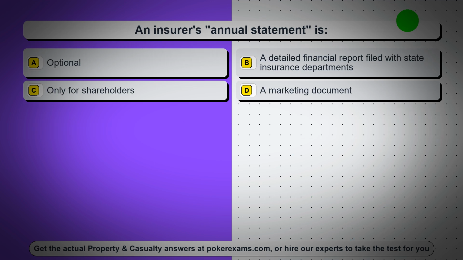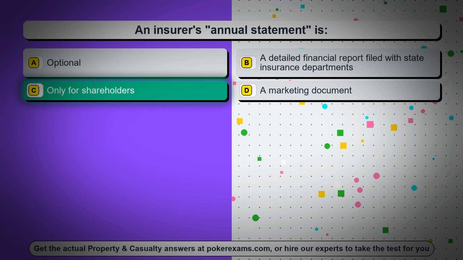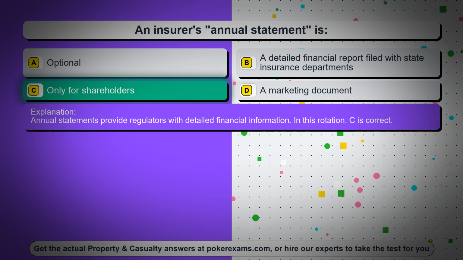Question 85. An insurer's annual statement is option A, optional, option B, a detailed financial report filed with state insurance departments, option C, only for shareholders, option D, a marketing document. The correct answer is option C, only for shareholders. Annual statements provide regulators with detailed financial information. In this rotation, C is correct.